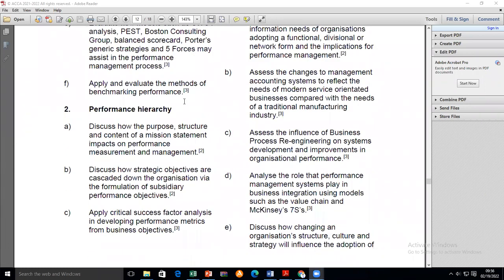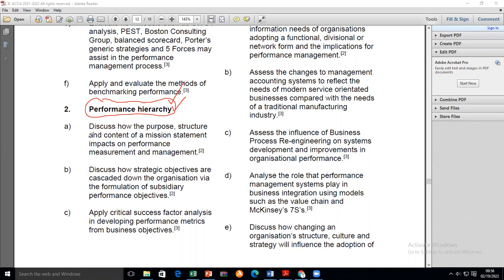Syllabus area number 2. Syllabus area number 2 will be our starting point for our activities. It is called performance hierarchy. So what is a performance hierarchy? And how is this reflected in our exam?